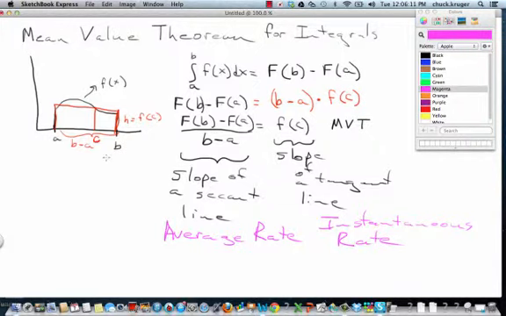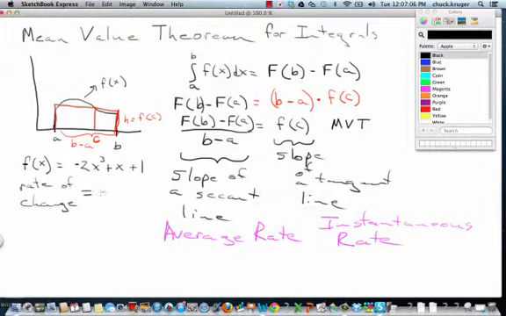Okay, and so this allows me to figure out the average of all these values right here. And I'll show you what I mean by that. Let's say that over here I have a function f, and it is minus 2x cubed plus x plus 1. And if I were to graph this, this gives me the rate of change. So this is a rate. That's what that function represents.